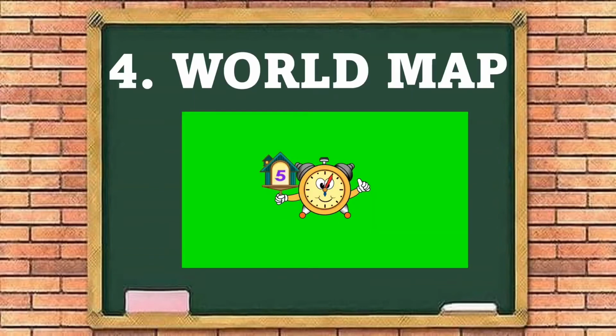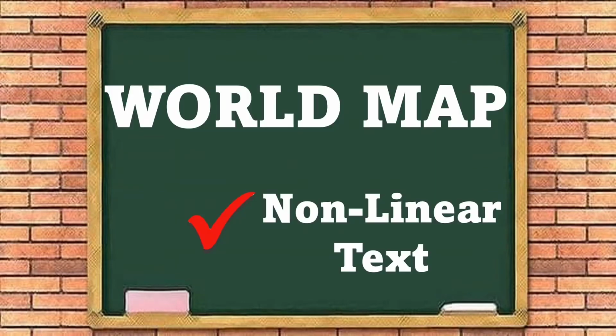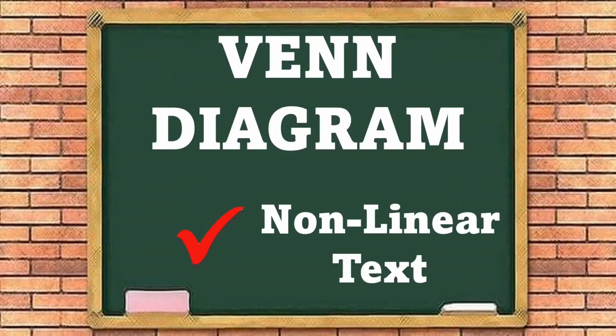Number 4. World map. You're right. World map is an example of a nonlinear text. Number 5. Venn diagram. Very good. A Venn diagram is an example of a nonlinear text.